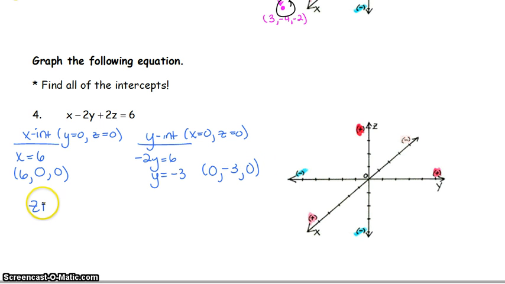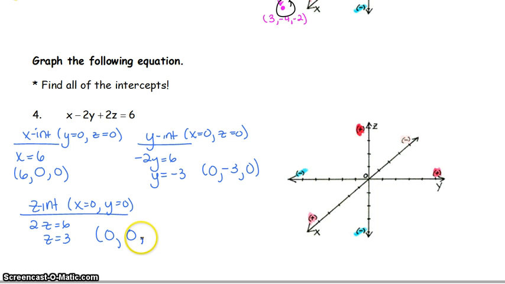And last, if we want our z-intercept, we know that our x is 0 and our y is 0. So when we look at our equation, x is gone, y is gone. I'm left with 2z is equal to 6, therefore z is equal to a positive 3. So the coordinate of that point is 0, 0, 3. Must give me the coordinates. If you don't give me the coordinates, you're going to lose points.